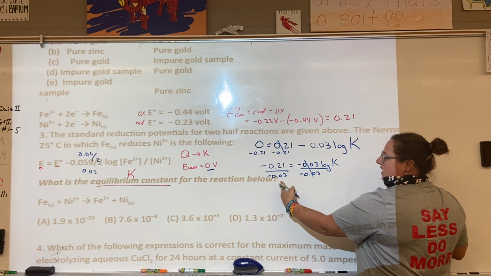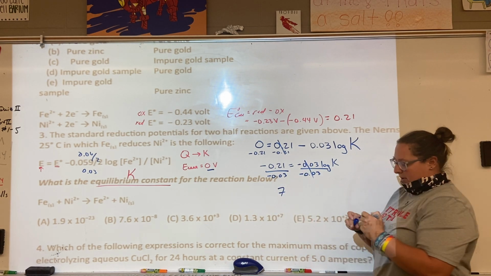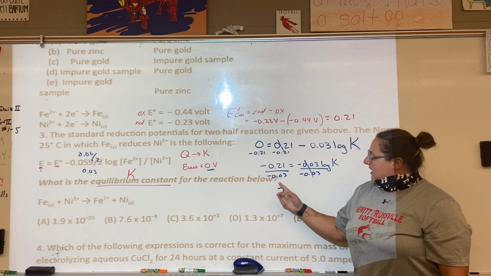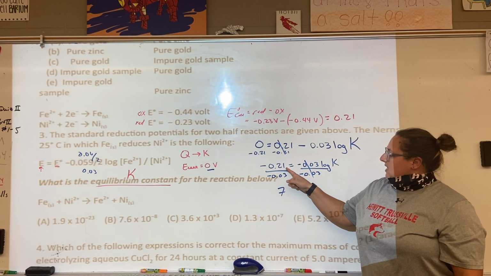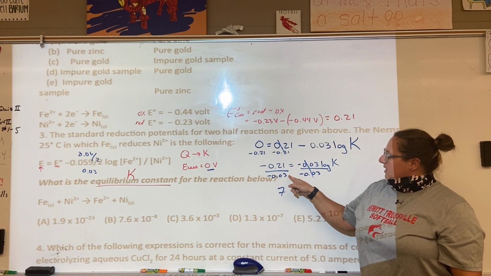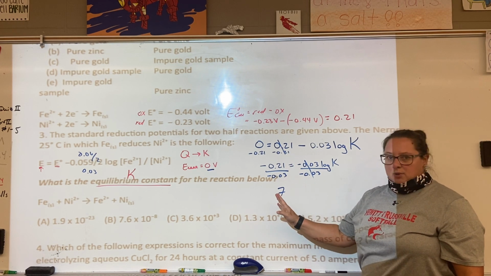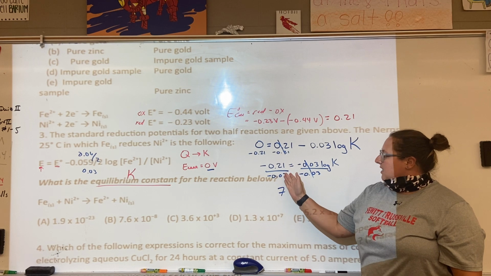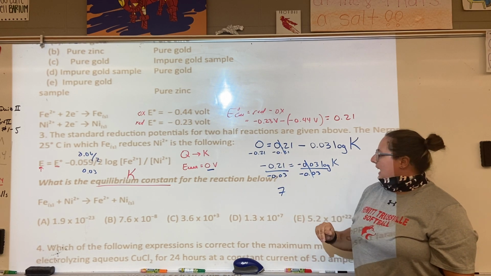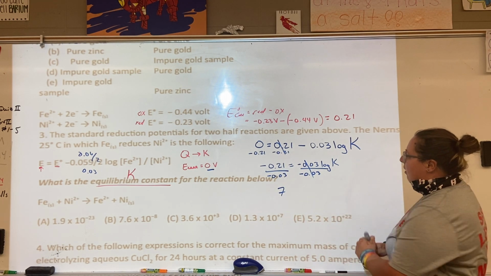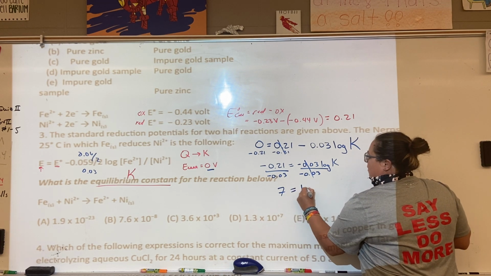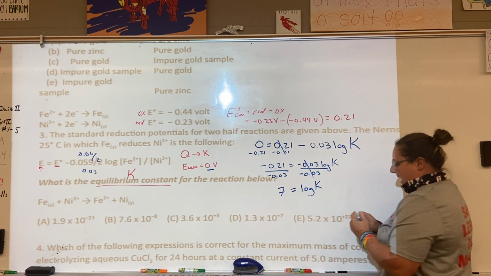And that is equal to 7. Now remember, we have to do the mental math. The negatives cancel out. We're essentially saying what is 21 divided by 3, and that's why we're getting 7 here. There's no decimals involved or anything like that because these decimals end up canceling each other out. So 7 is equal to log of K.